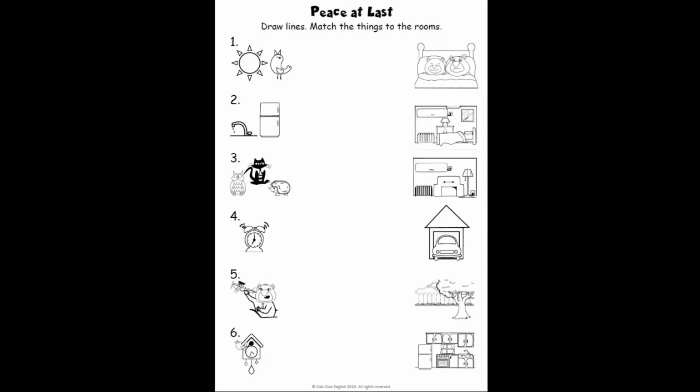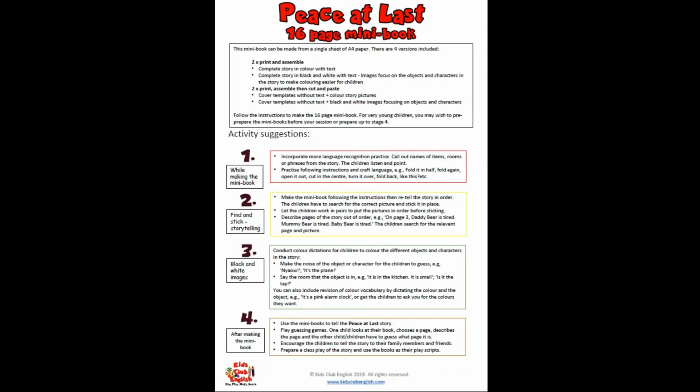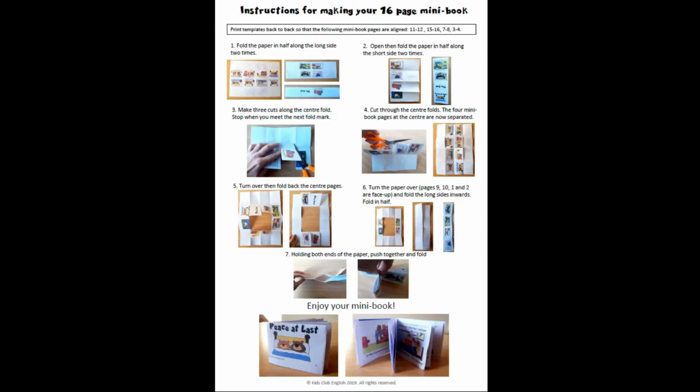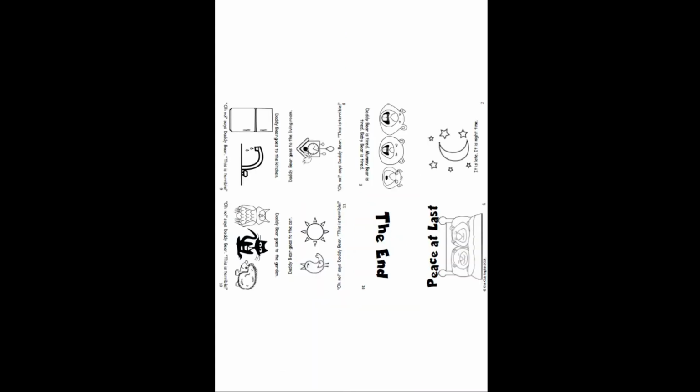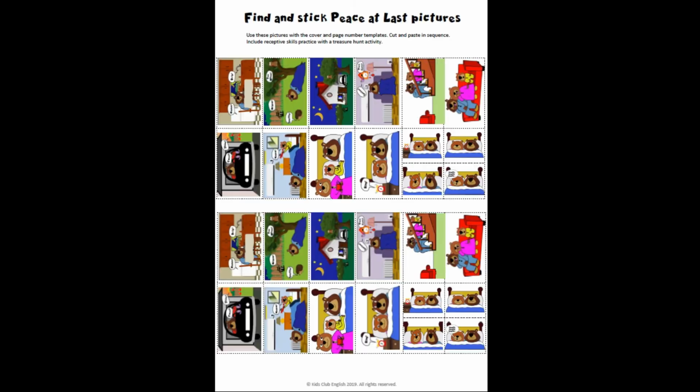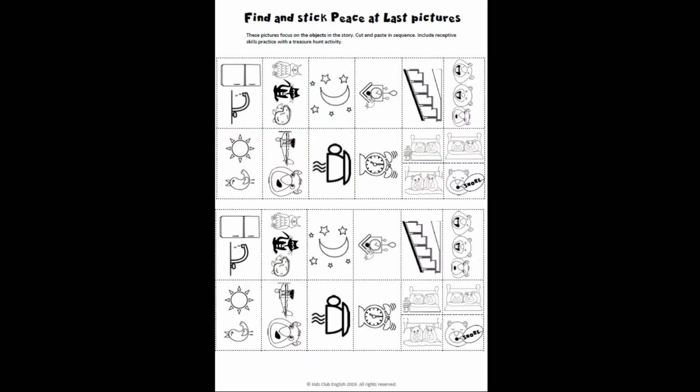Okay, and then we've got a 16-page mini book. We've also got another video on how to make a video book, but you've got instructions printed there as well. Okay, you can see the link above, just if you want to watch the video. These ones you can print and construct. You've got black and white versions there, and then you've got ones that are blank and are designed to use with the cut and paste pictures, so they sequence the story and stick them in.